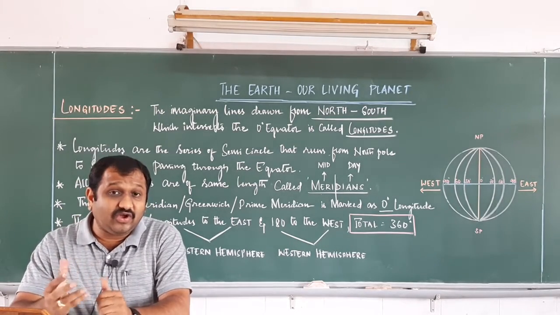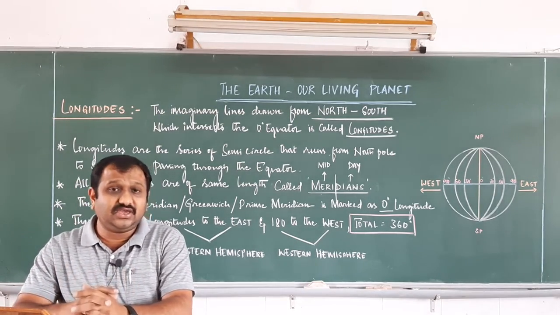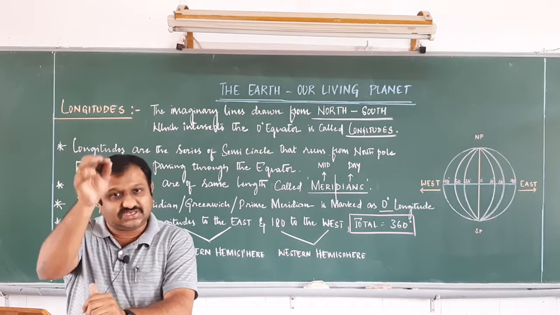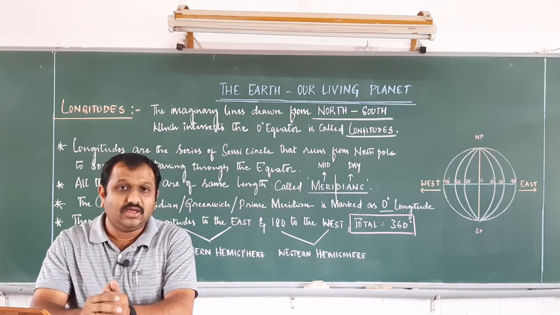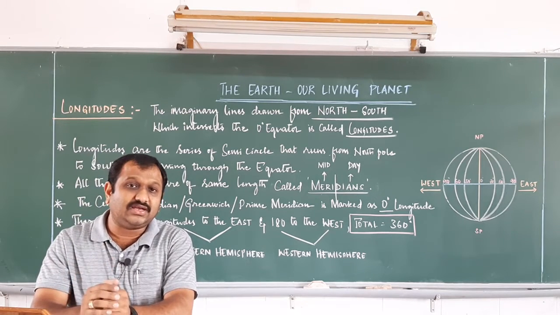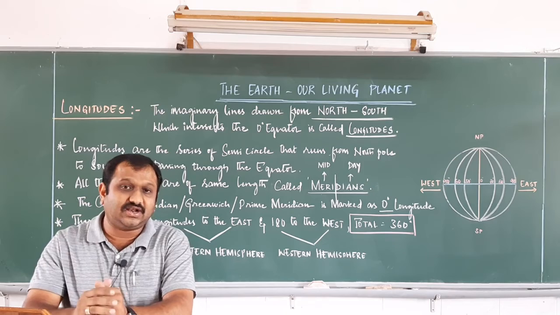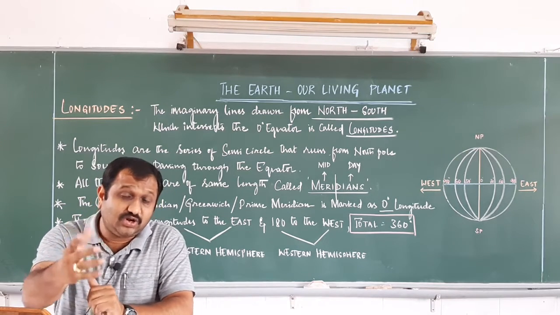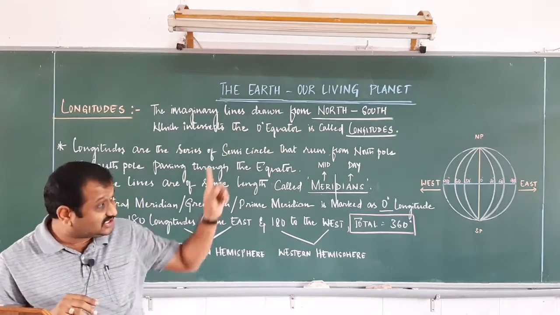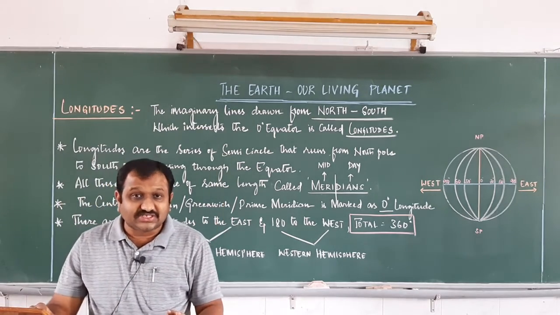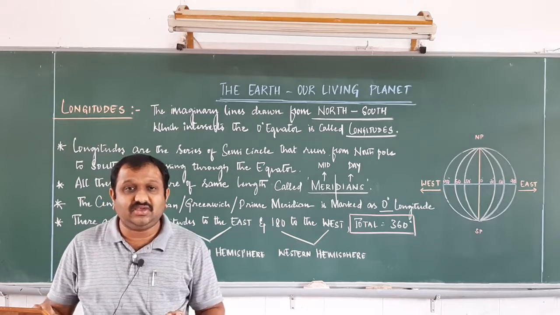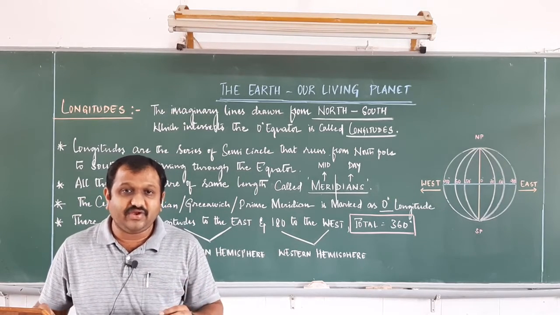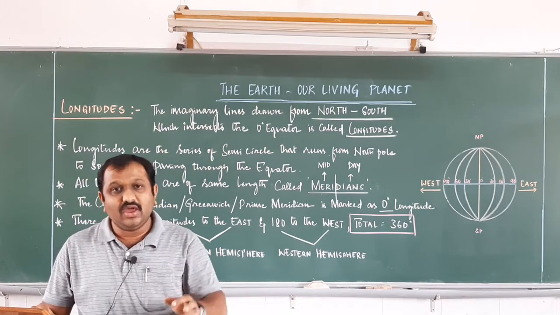Why do we call it the central meridian? In order to demarcate the latitudes and longitudes, the first line that we have to draw on the globe we call the 0-degree meridian, or central meridian, or prime meridian. As I told you, it is also called the Greenwich meridian. This line passes through a city called Greenwich, which is in England.